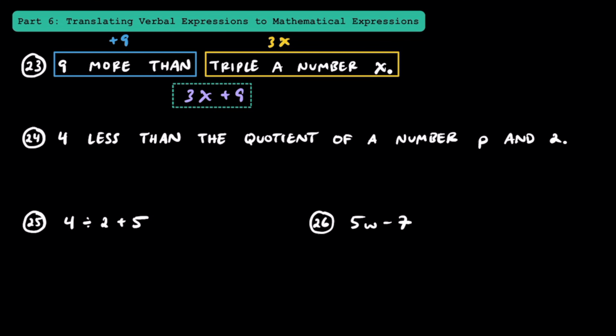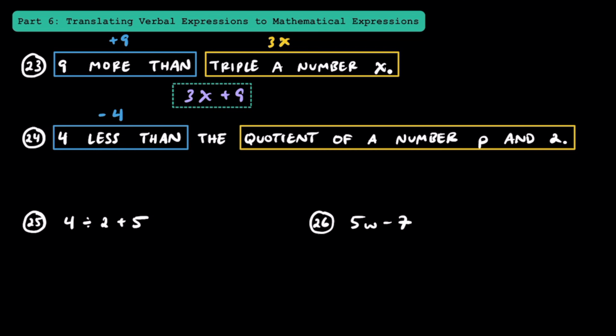In number 24, we have 4 less than the quotient of a number p and 2. 4 less than means we're going to be subtracting 4 from something else. And when we find the quotient of things, that means we're going to be dividing. So we're going to be dividing 2 things here. We're going to be dividing p and 2. Since it's 4 less than that quotient, we need to find the quotient first, which is going to be p over 2, or p divided by 2, and subtract 4 afterwards. This is our mathematical expression.